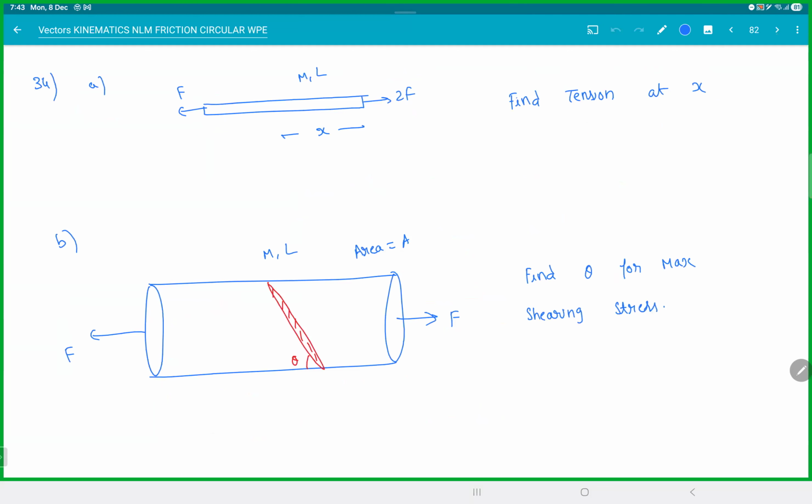Let's get this thing. So we have a rod applying 2F and F, tension at x. You have a rod, you're applying F and F, find the maximum shearing stress, or find theta for maximum shearing stress on this area. So you can frame elasticity questions on this.